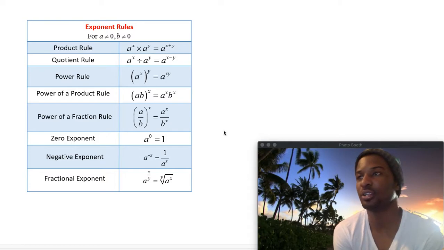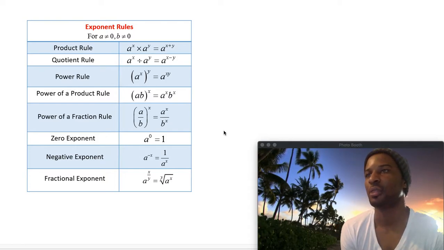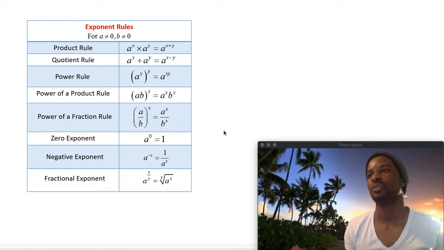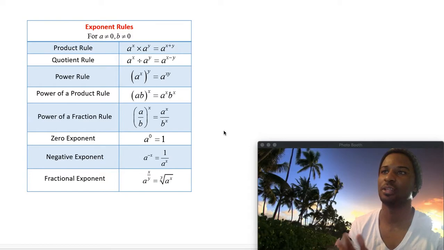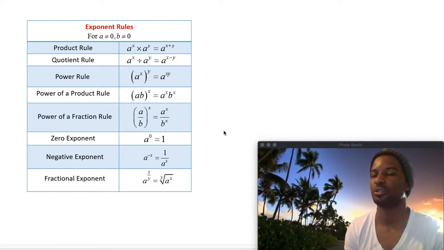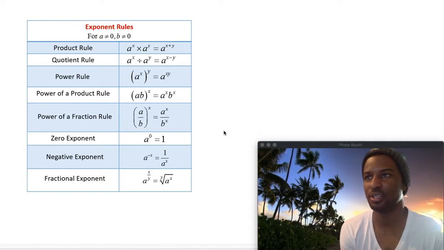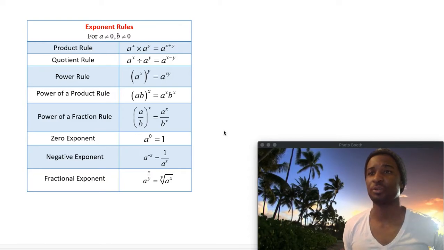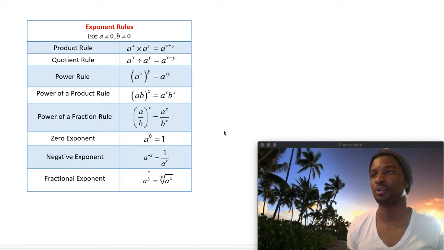So let's get started. Like I said, the product rule is at the very top. That's when you have any kind of number being taken to a power being multiplied by that same number going to a power, and what you want to do is take the exponents and just add them together. So that's the product rule.